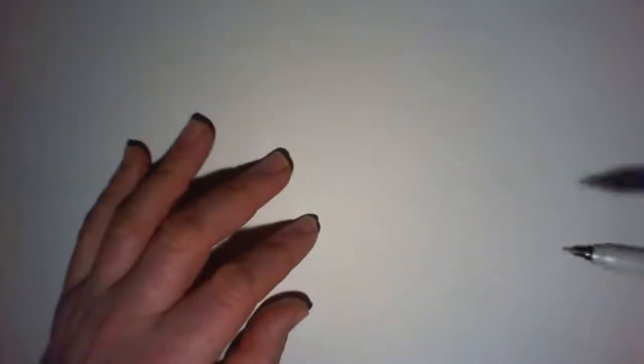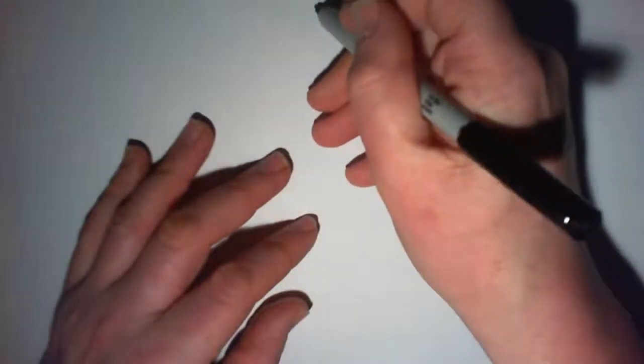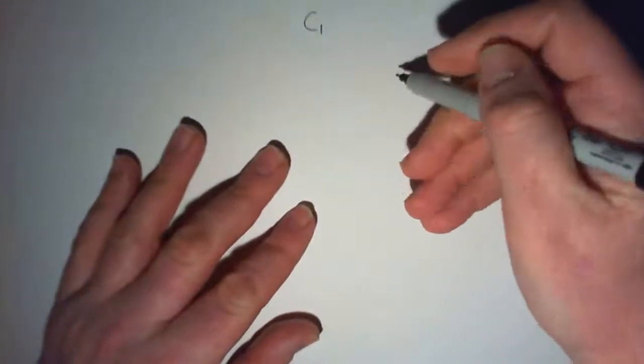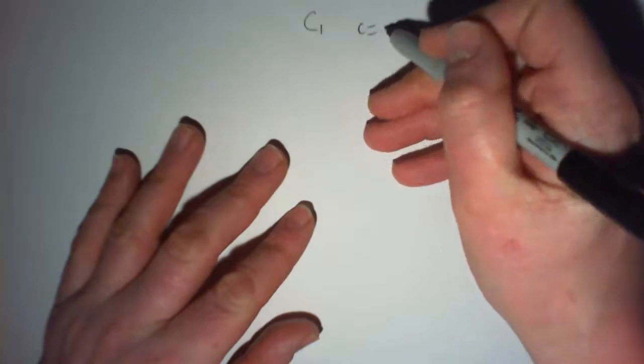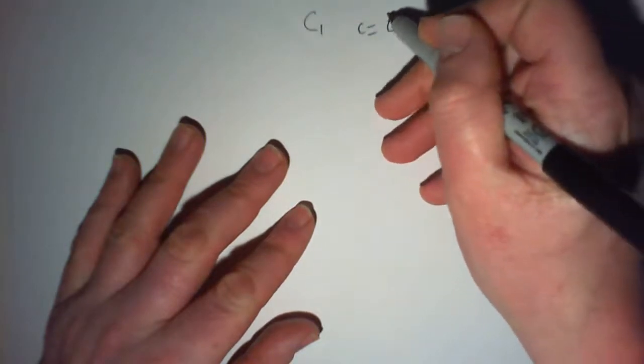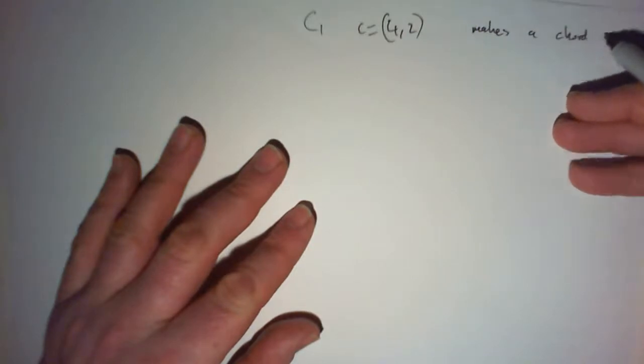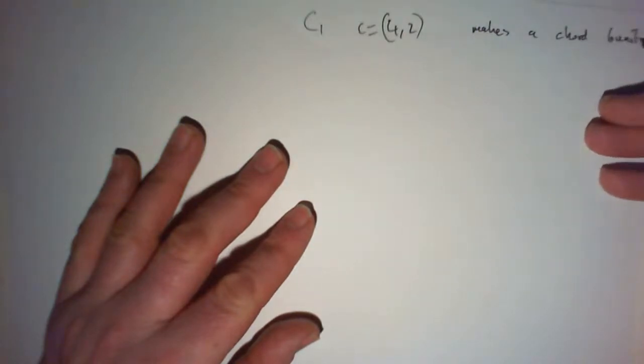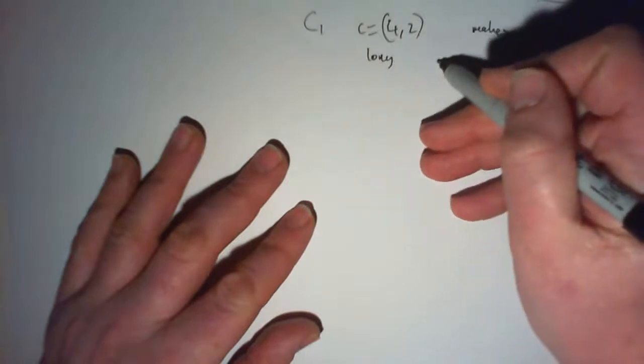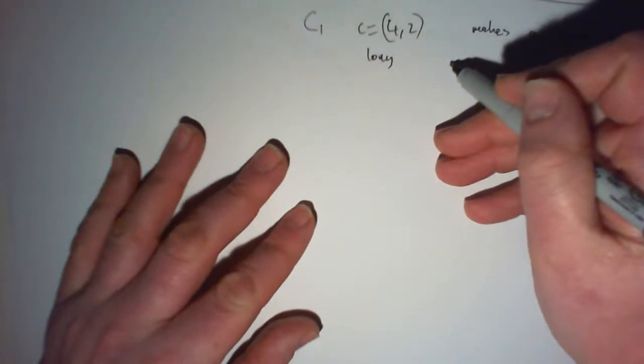All right. We'll try one more. Let's find another one. I'm just trying to find ones that are particularly cool. Okay, here's a nice one. Circle 1 has a center of 4, 2 and makes a chord 6 units long on the y-axis.